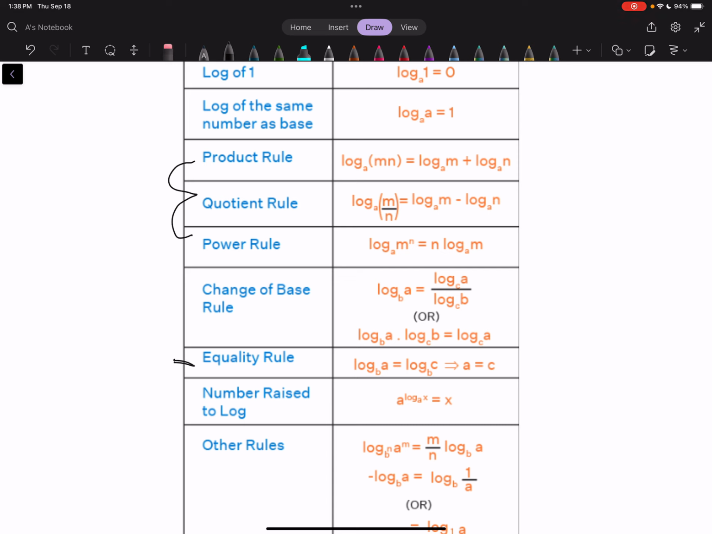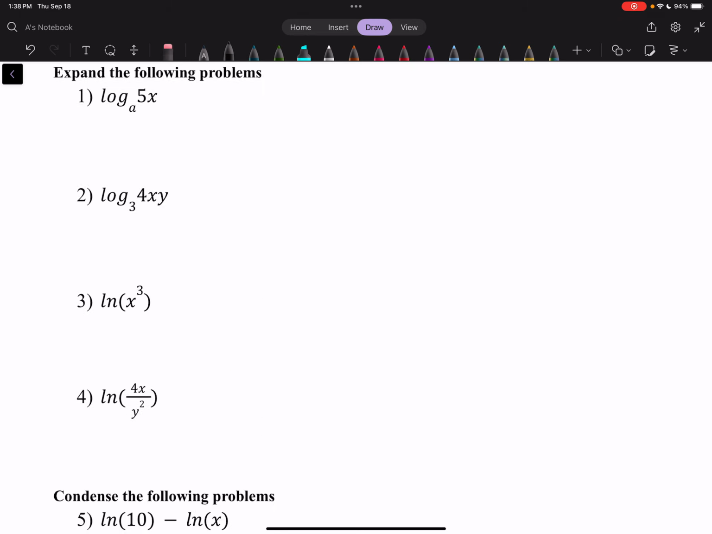Product rule, if I have log base of a number of m times n, I can split that into log base of the number m plus log base of the number n. Quotient rule, instead of plus it's minus. Power rule, I can move the exponent to the front of the logarithm. My equality rule, if I have log of a base is equal to log of another base, then the size must be equal.